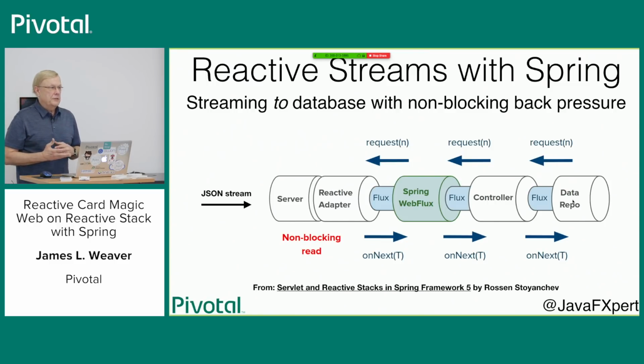And then the data repository, if it's getting too much data to be able to handle, can apply back pressure. It can say, okay, I can handle 3 more elements. Give me 3 more elements. That gets sent from the controller to Spring WebFlux, which gets sent to the reactive adapter, which then will allow more elements to come in.